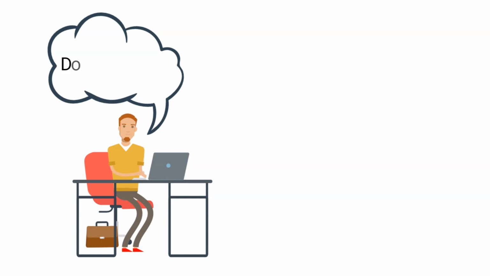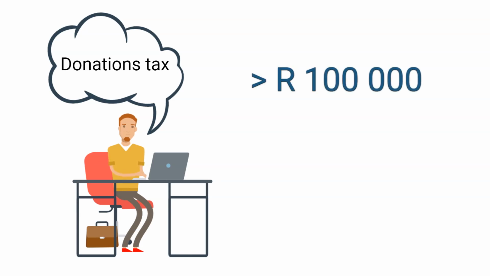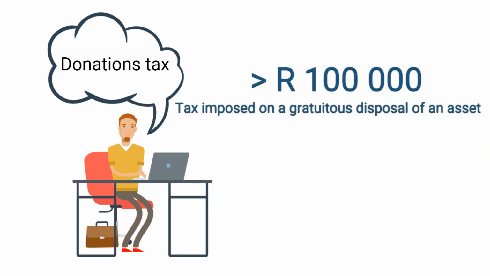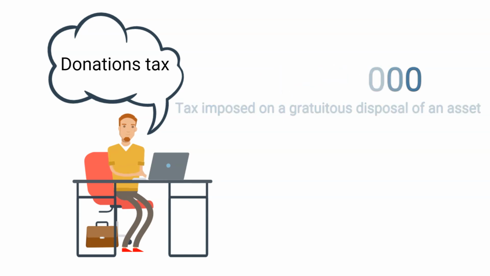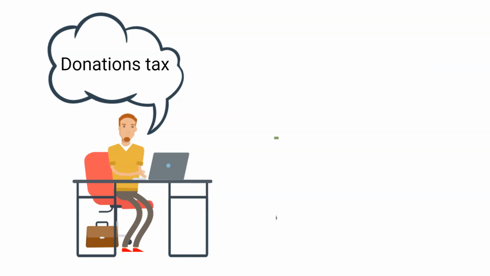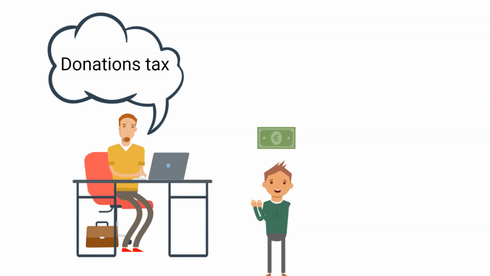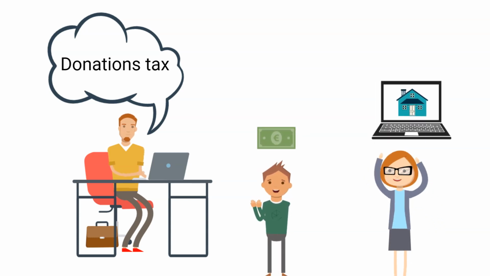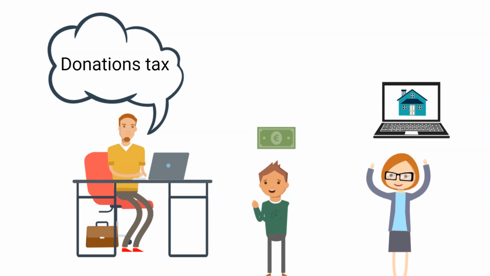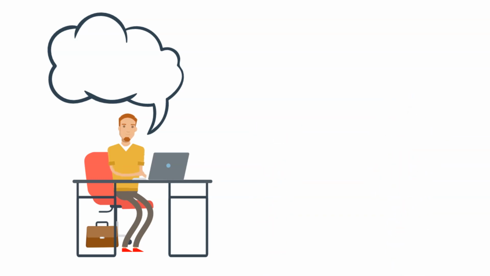We then have the unfortunate tax, called donations tax. This is where, despite your good intentions, you are taxed on any amount or asset valued above 100,000 rand. It is therefore defined as the tax imposed on a gratuitous disposal of an asset. Therefore, whether you want to give your brother 150,000 rand, or give your mother a house, you will be subject to donations tax. Next is transfer duty.